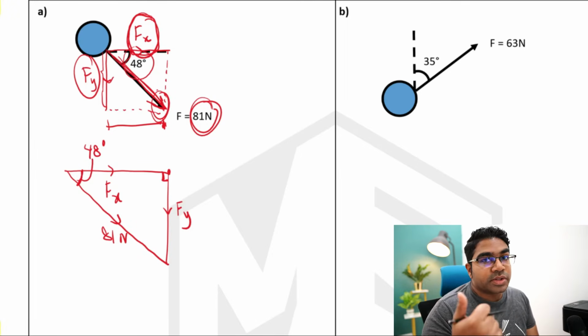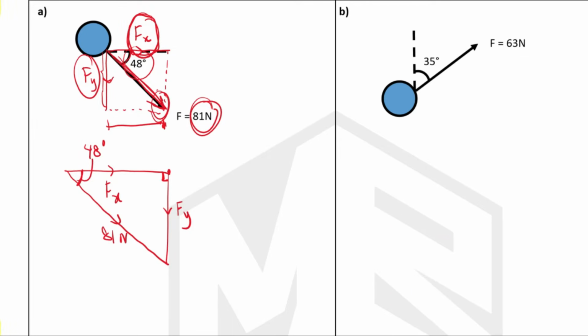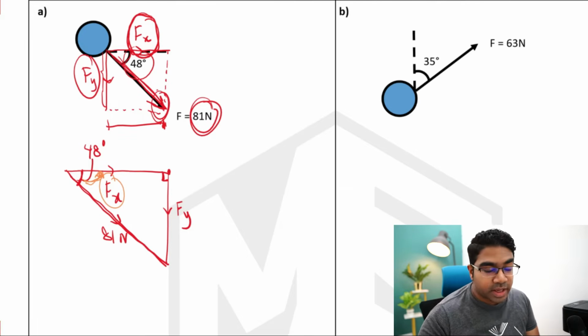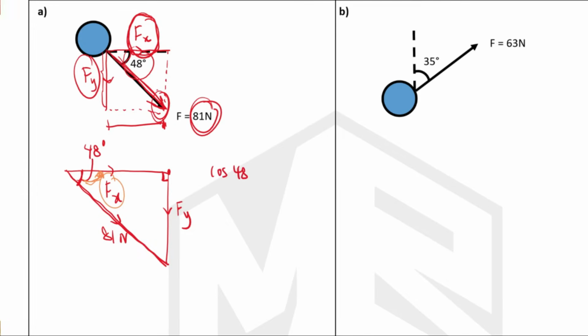We can use either Pythagoras theorem or we can use our trigonometry, sine, cos and tangent of an angle. Since we already have the hypotenuse and the horizontal component is adjacent to the angle, then we can use adjacent over hypotenuse, which is cosine of the angle. And therefore, cosine of 48 degrees is equal to Fx, which is the adjacent side to the angle, over the hypotenuse, which is 81. Therefore, Fx is equal to 81 cosine 48 degrees. This value is 54.20 newtons.